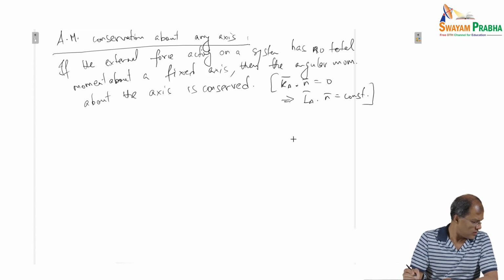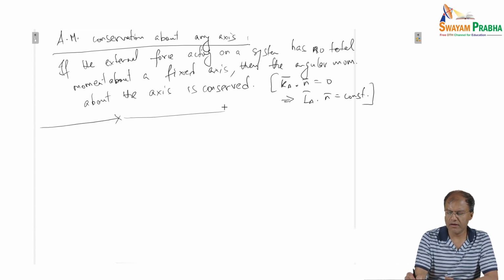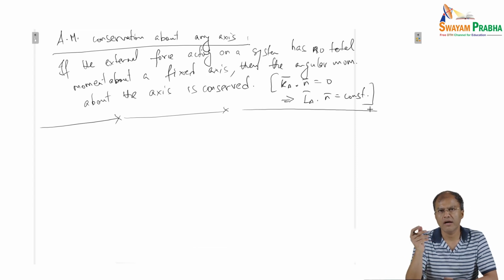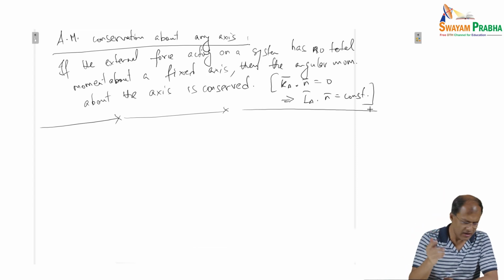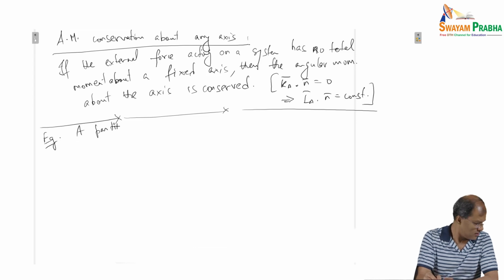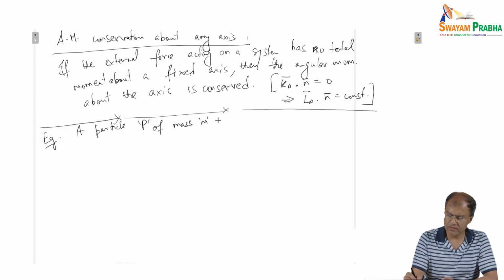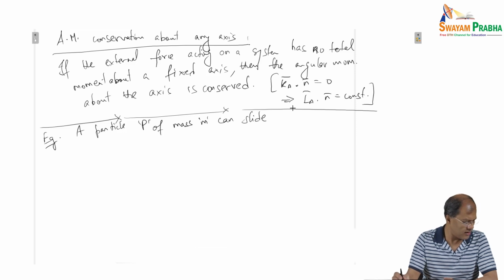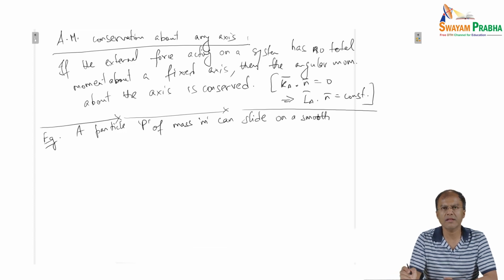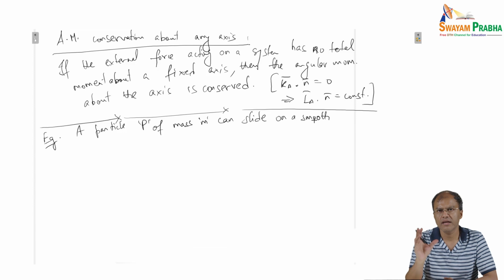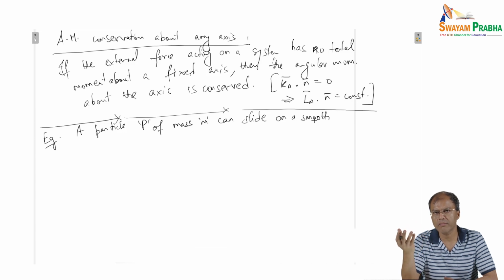Okay. So then let us look at an example. It's a nice example of the conservation principle, where the problem says we have a particle P of mass m can slide on a smooth table. Well, let me first draw the diagram, and then it will be easier to write the statement. That way, through the diagram, the statement will be clearer.